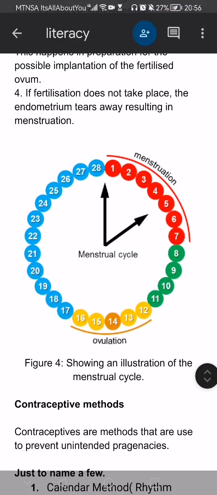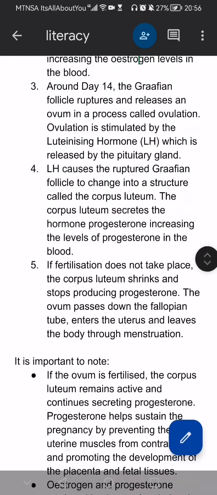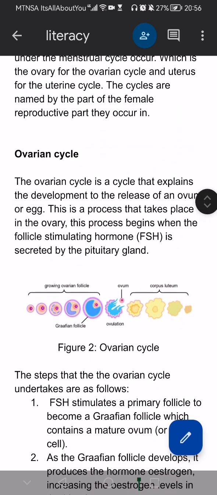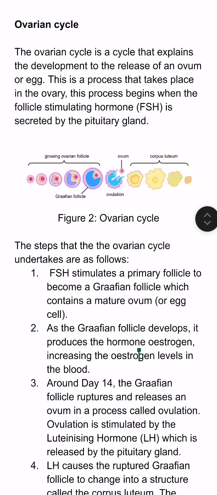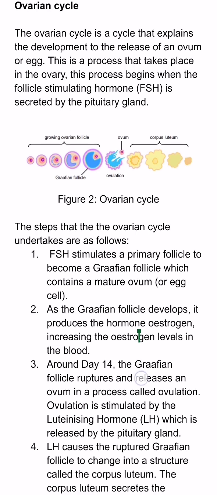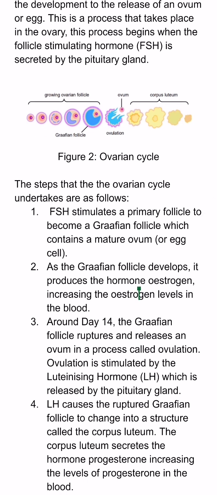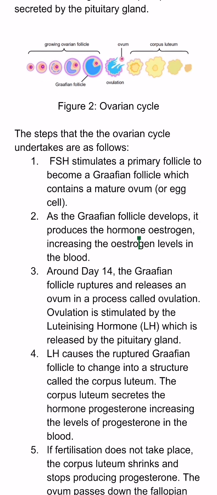I don't know if I mentioned, but if we go up here in the ovarian cycle, you have your primary follicle, and then it grows to be a Graafian follicle, right? And when it's a mature Graafian follicle, it ruptures open. So it opens up and releases what we call an ovum. That ovum is what gets fertilized by the sperm. So if you read point number 3 there, it says around day 14, the Graafian follicle ruptures and releases an ovum, and the process is called ovulation.